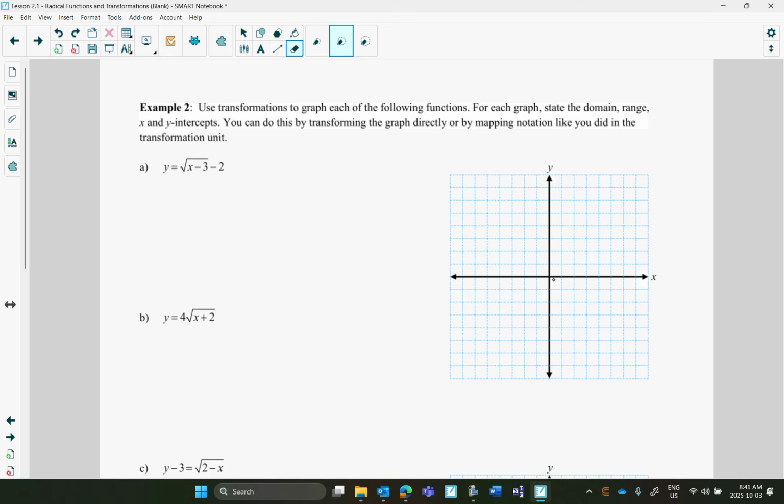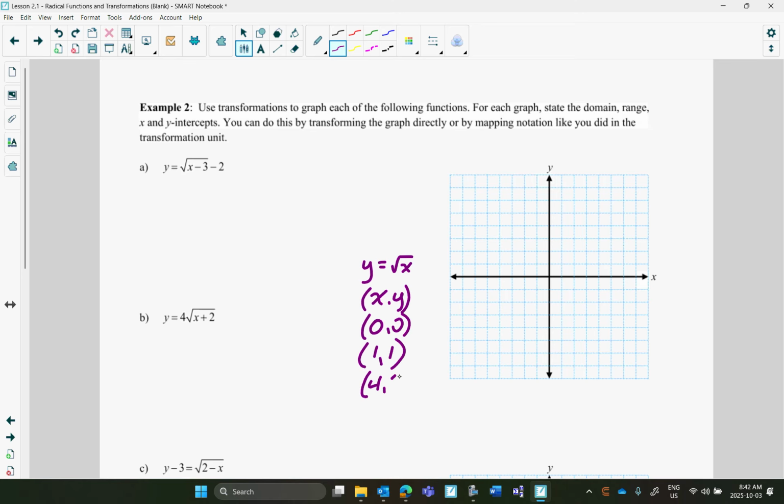So for all of these, for y equals root x, I'll put the coordinates here so I don't have to keep writing this over and over. For the coordinates, we will have 0, 0, 1, 1, 4, 2.